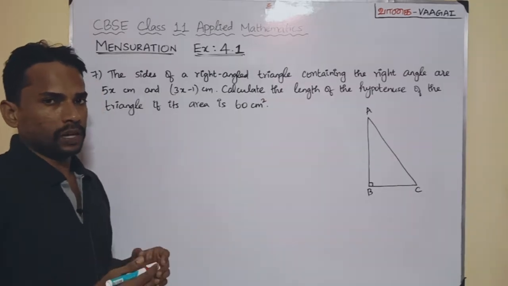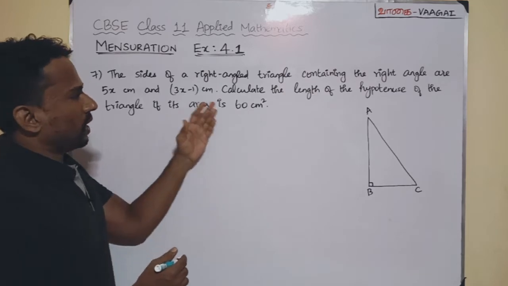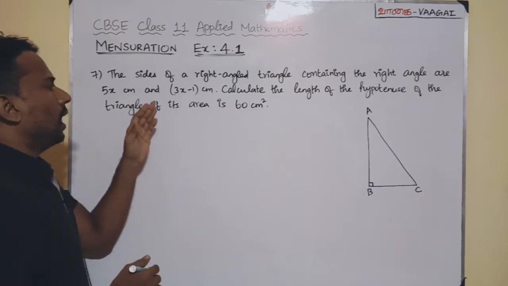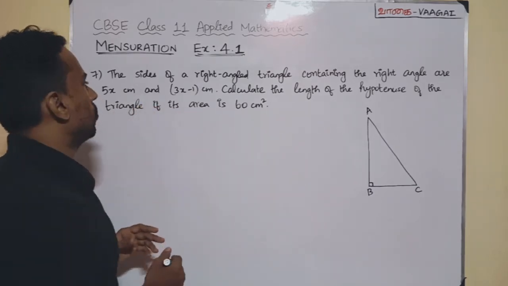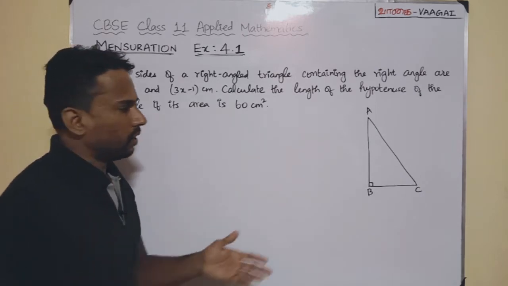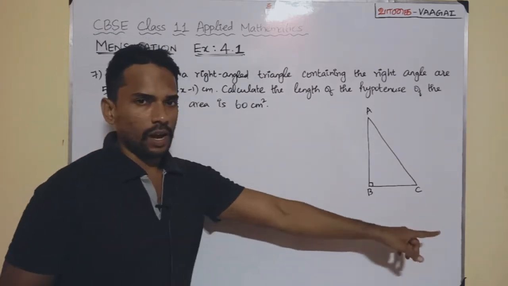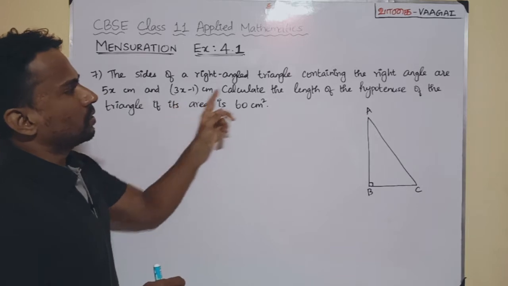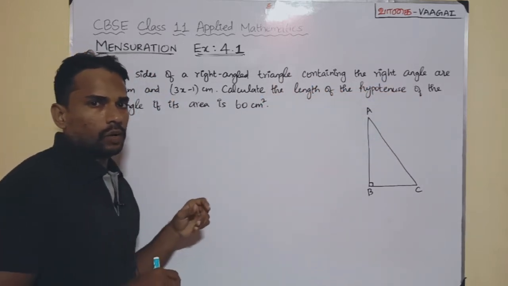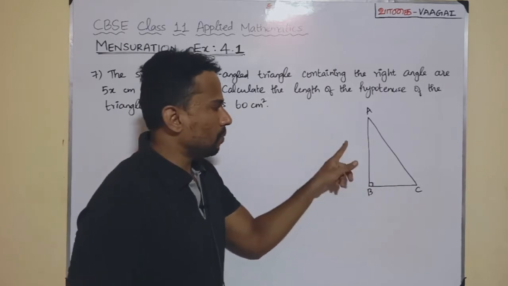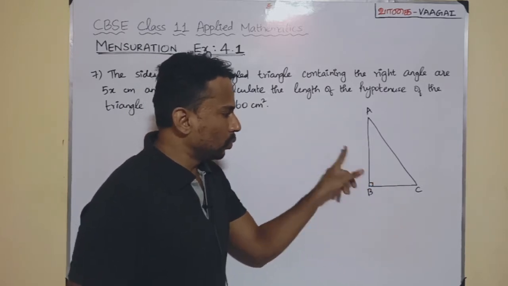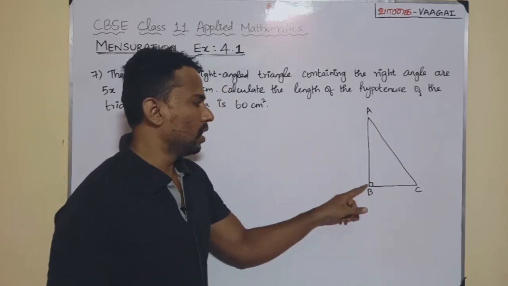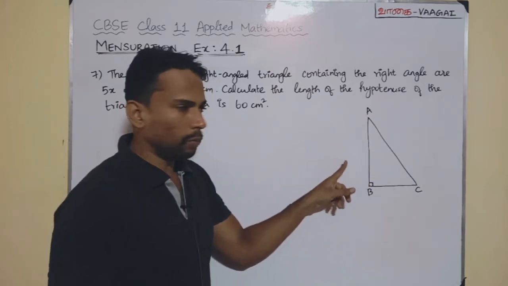Now moving to question number 7. Here the sides of a right angle triangle containing the right angle are 5x centimeter and 3x minus 1 centimeter. So we have a right angle triangle ABC, and here angle B is the right angle. The sides containing the right angle are AB and BC, because these are the two sides having the 90 degrees. So they are talking about these two sides only.